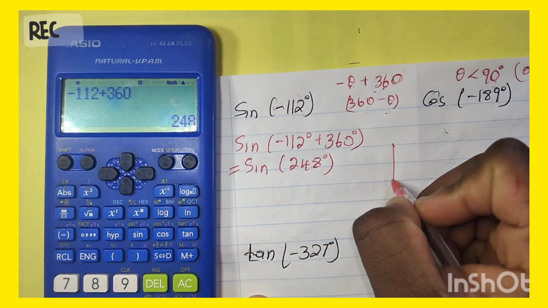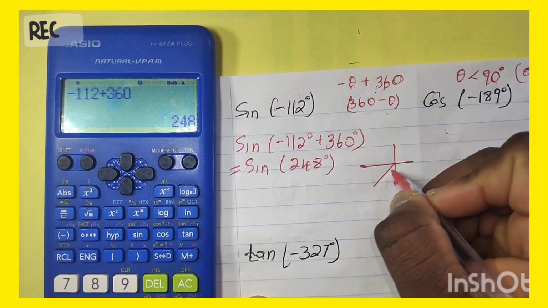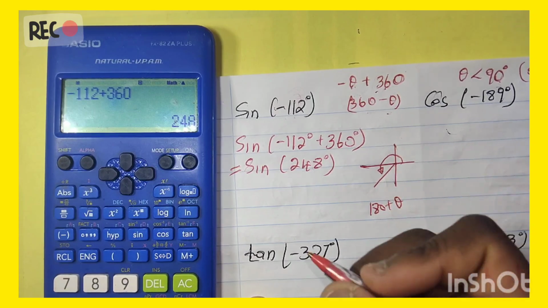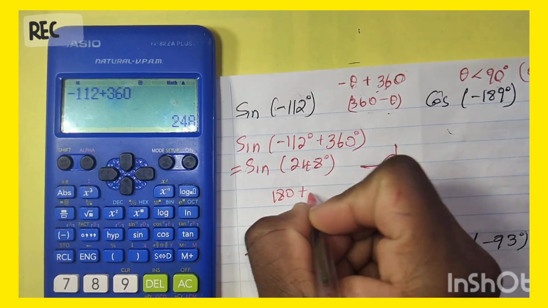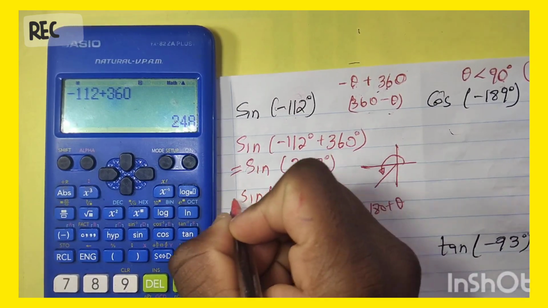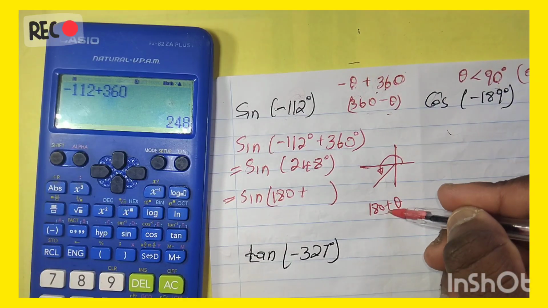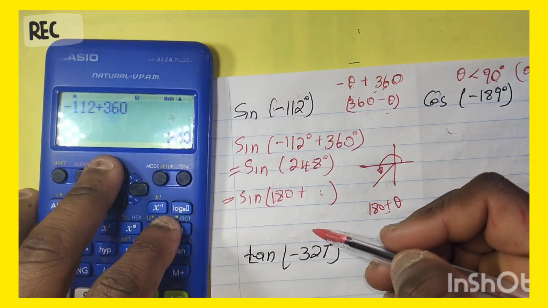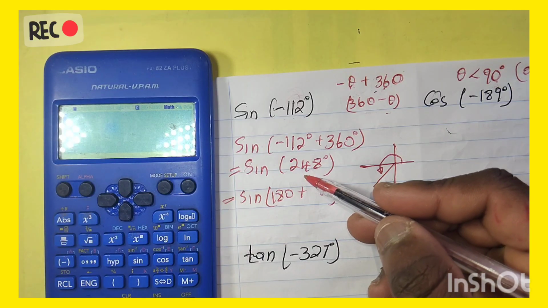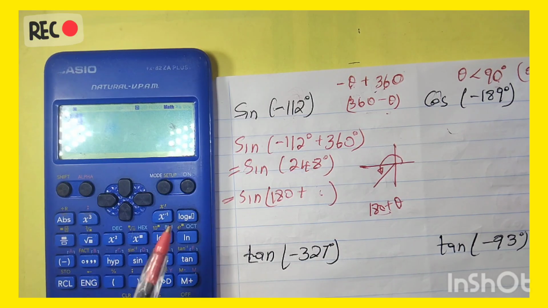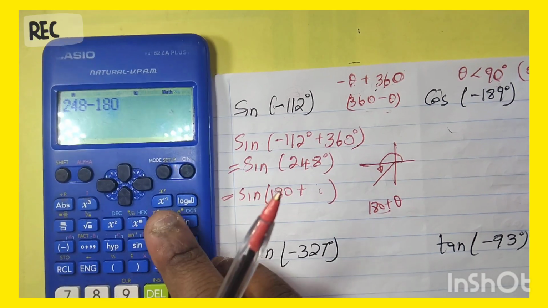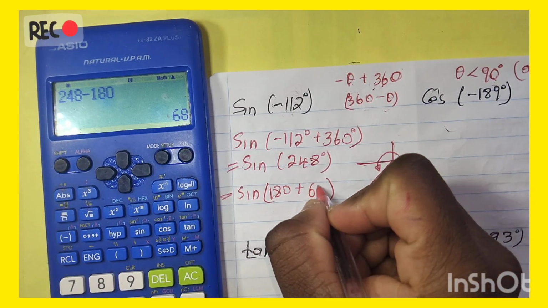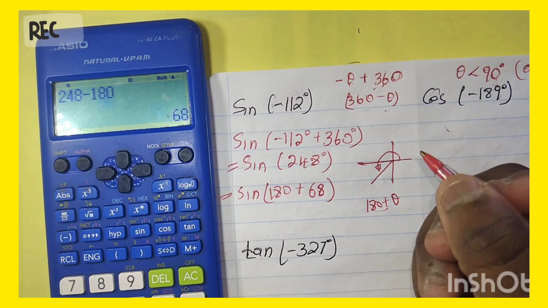This angle, which quadrant is it lying on? On the third quadrant, and the position there is 180 plus. This is the position that I will use. What number can I put here? When I add it to 180, I should get 248. To find that number, I will use my calculator: top minus below, so you'll get positive 68.